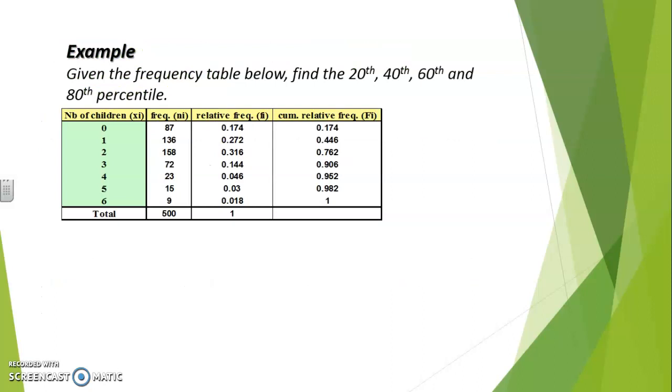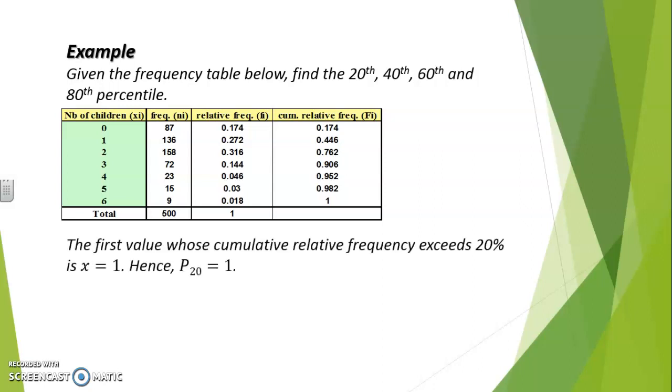In this example, we have the distribution for the number of children per household. Values go from 0 to 6, and the data is discrete. So given the frequency table, find the 20th, 40th, 60th, and 80th percentile. Well, the first value whose cumulative relative frequency exceeds 20% is x equals 1. Therefore, the 20th percentile is 1.